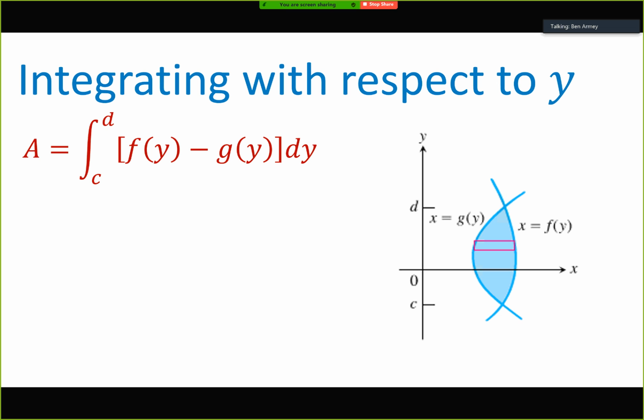Again, same fundamental concept. When we're on the x, we go furthest from the x to closest to the x. Well, now when we're integrating with respect to y, we're going furthest from the y to closest to the y.